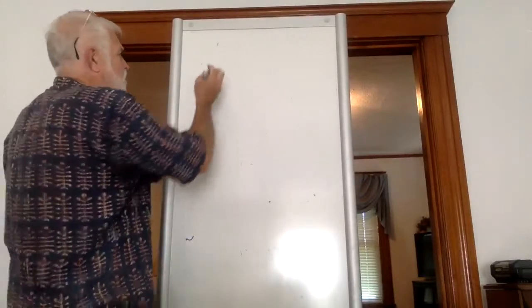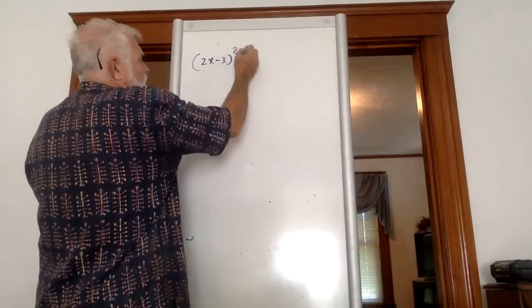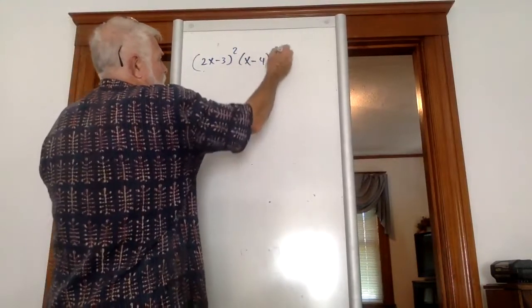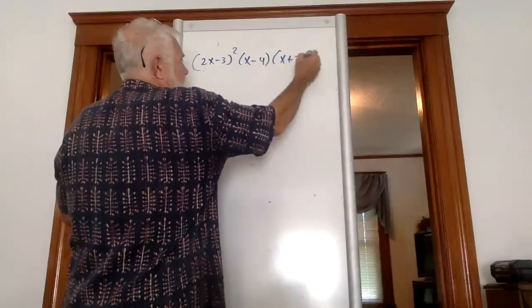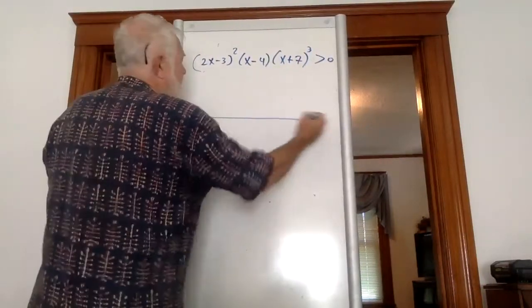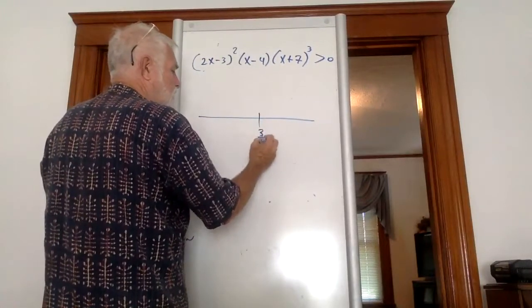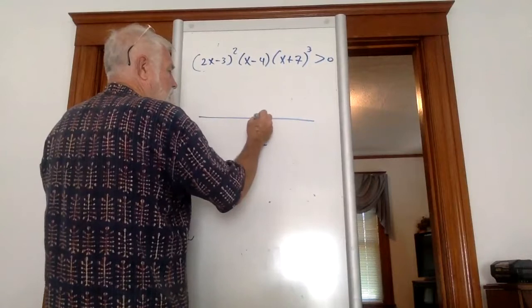All right, so let me just make something up real quick. Let's do 2x minus 3, squared, times x minus 4, times x plus 7, cubed, and let's just get greater than 0. So I look at this and I find the important numbers. We got 3 halves. It's to the 2, so it's going to have a dot.